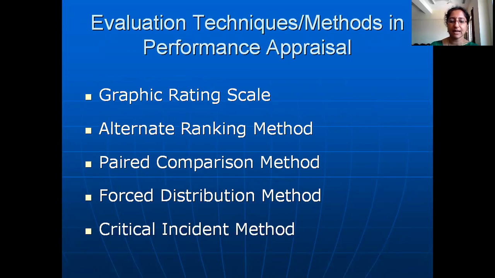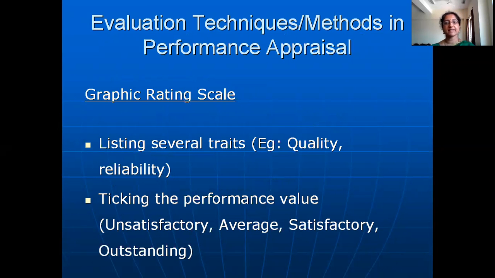The first one is something called a graphic rating scale. So what happens in a graphic rating scale is you tend to list out several traits. Those traits can be quality, reliability, productivity, availability. So some of these traits you first list out. Now on each of these traits, you try to assign a certain performance value for that trait.